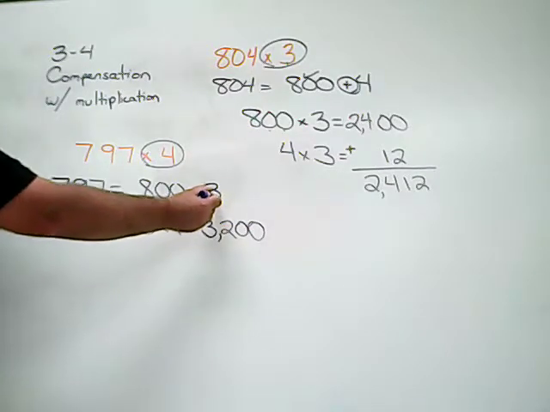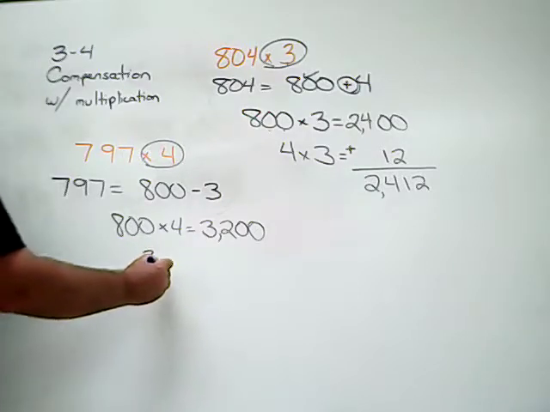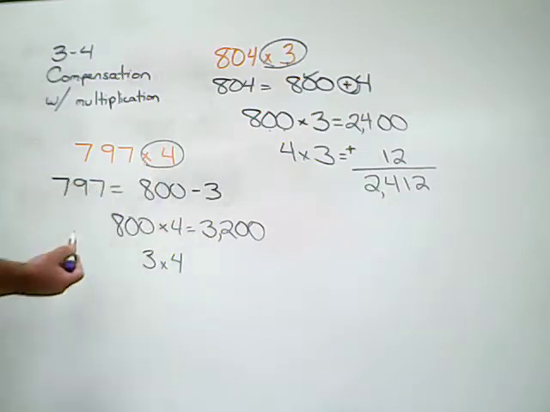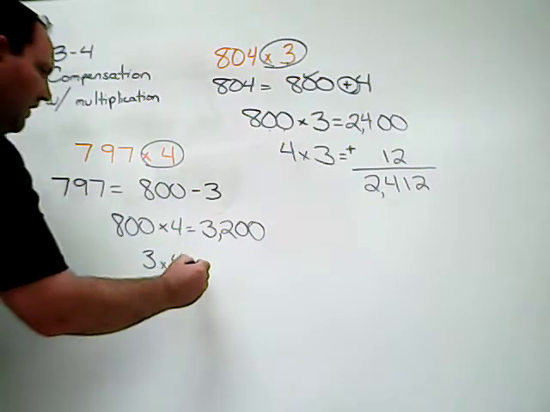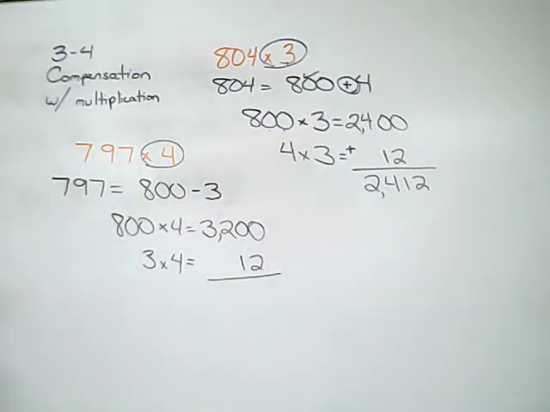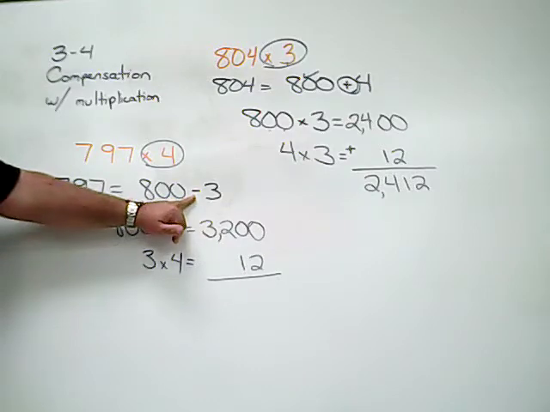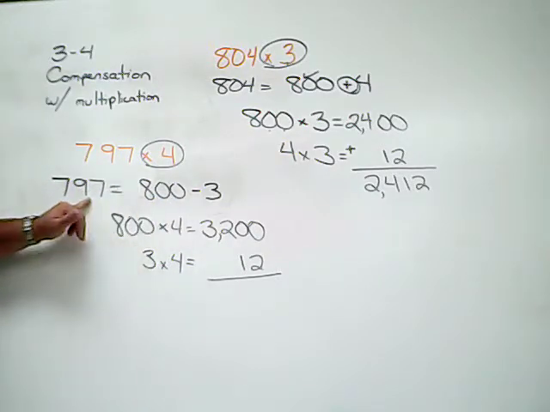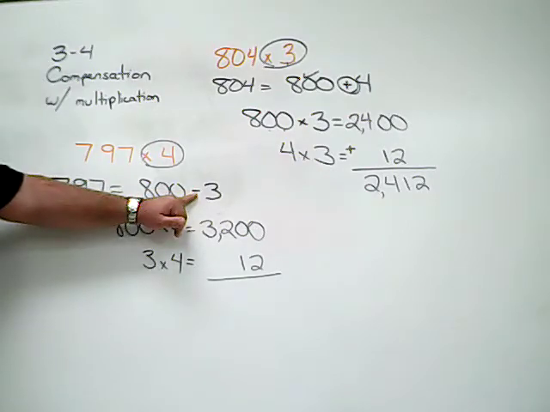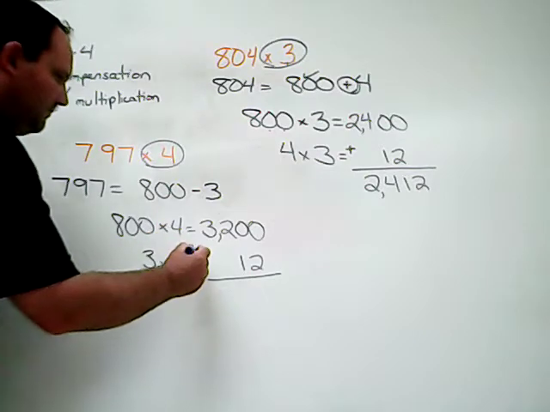And then I'm going to do again 3 times 4. My 3 coming from right here, my 4 coming from my original problem, and that equals 12. Now here's where this problem differs from the last one. What I did here was subtract when I had my rounded number to get down to my target number. I subtracted here. Since I subtracted up here, I'm also going to subtract on the bottom.